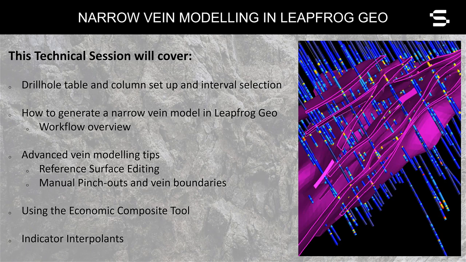We'll look at advanced vein modeling tips and how to manually adjust a vein reference surface. We'll also look at some other parts of the vein, including pinchouts and vein boundaries. Then we'll move on to the economic compositing tool and how to build a domain from these economic intervals. And we'll also take a quick look at indicator interpolants and how these can be used as a guide for more detailed domaining using the vein tool, or can be used to help define high and low grade areas within a vein domain.